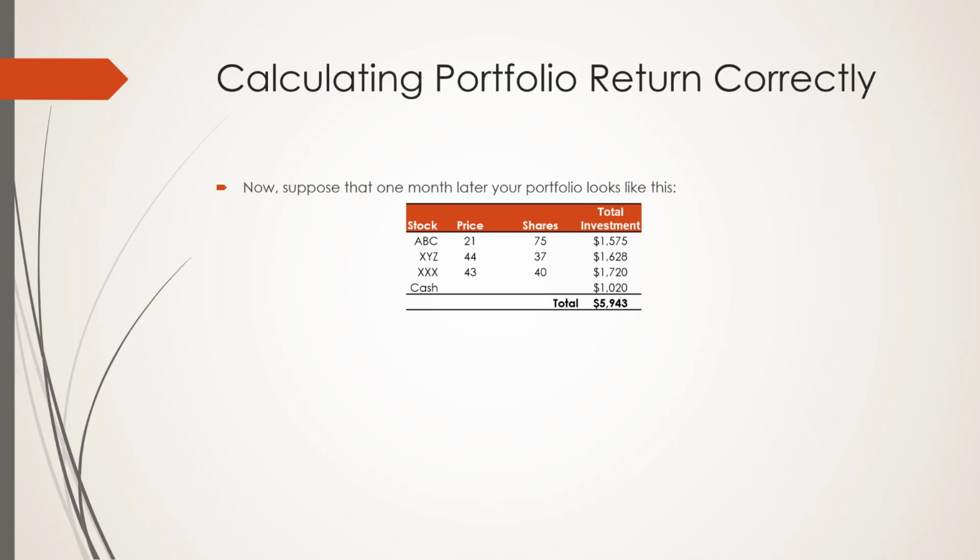So a month goes by, again, and the prices of the stocks have changed, but you still have the same amount of cash, but now your portfolio is worth $5,943. So your NAV is 5,943 divided by 119.74 shares, or 49.63 per share. So your return in that 1 month is negative 2.05%.